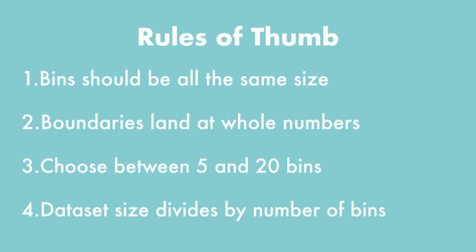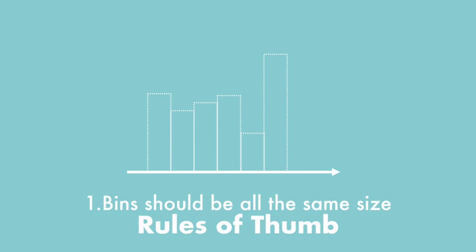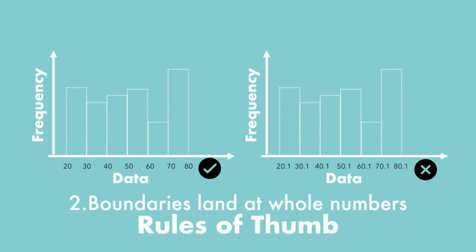There are a few general rules for choosing the bins. The first one is that the bins should all be the same size. Even though you can create histograms with an uneven bin width, this is not a common option and it is very tricky to understand and to interpret. Second, the boundaries for bins should land at whole numbers whenever possible, because it makes the chart much easier to read.